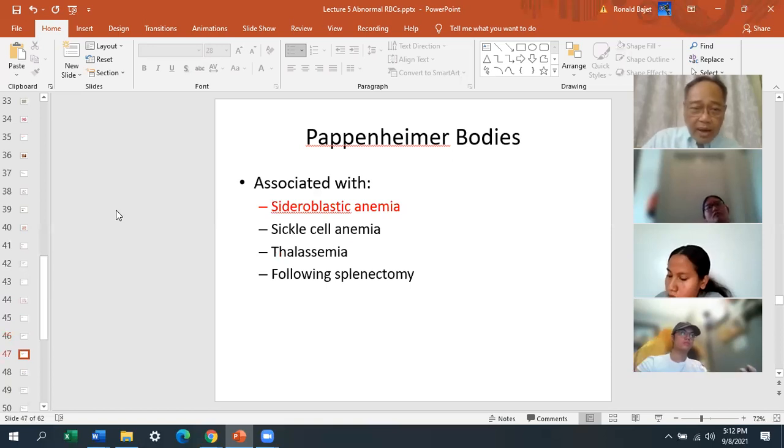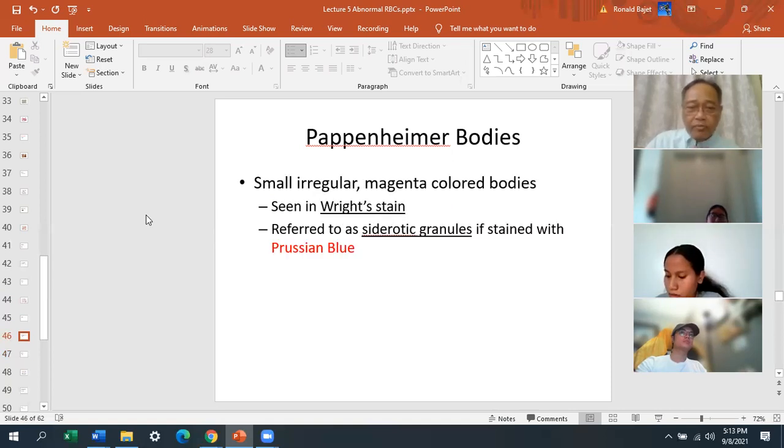Pappenheimer bodies are associated with sideroblastic anemia. Remember, it's iron again. Sideroblastic anemia, sickle cell anemia, thalassemia, and following splenectomy. These are associated with iron metabolism; iron deficiency anemia is not in here, but it's also related to iron. So in sideroblastic anemia, you'll see aggregates of iron, siderotic granules, and Pappenheimer bodies.